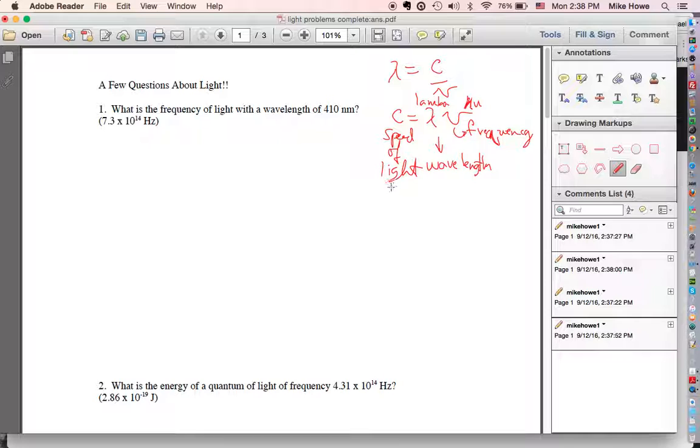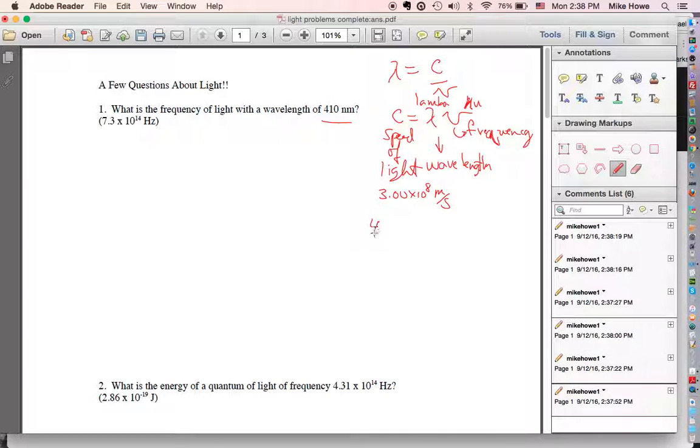Okay, so we want to know the frequency of the light with a wavelength of 410 nanometers. Since the speed of light is typically given in meters per second, we're going to use 3.00 times 10 to the 8th meters per second. We need to change nanometers to meters, so 410 nanometers times, unit on the bottom, nanometers, unit on the top, meters, 1 meter, 1 times 10 to the 9th.